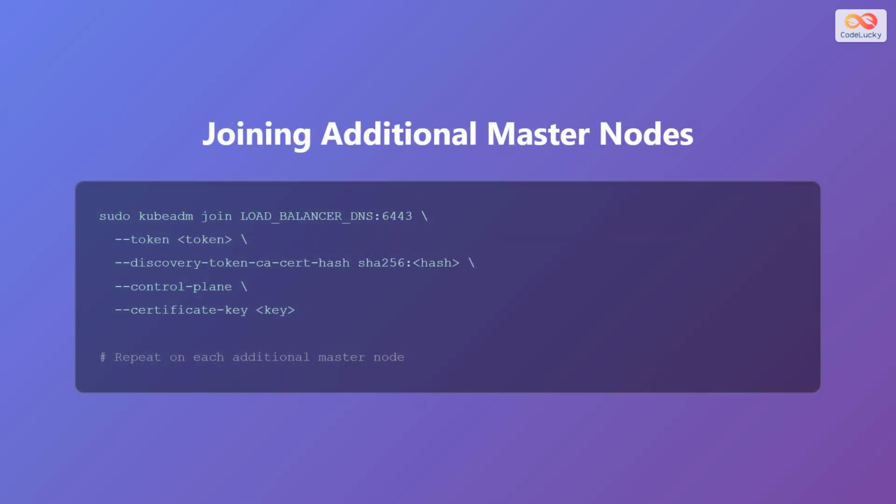After the first master is initialized, joining additional master nodes is straightforward. Use the kubeadm join command with the load balancer DNS and port. Include the token and discovery token CA certificate hash from the init output for authentication. The control plane flag indicates this node should join as a master, not a worker. The certificate key, also from the init output, allows this node to download the control plane certificates. Remember to repeat this process on each additional master node you want to add. After joining, verify the new masters are functioning by checking node status and control plane pod health.